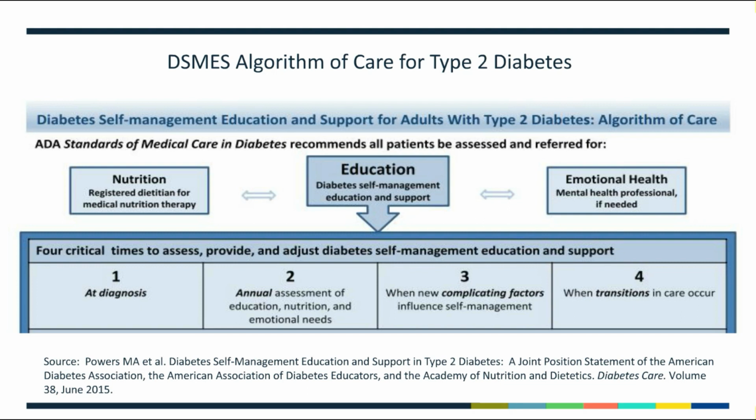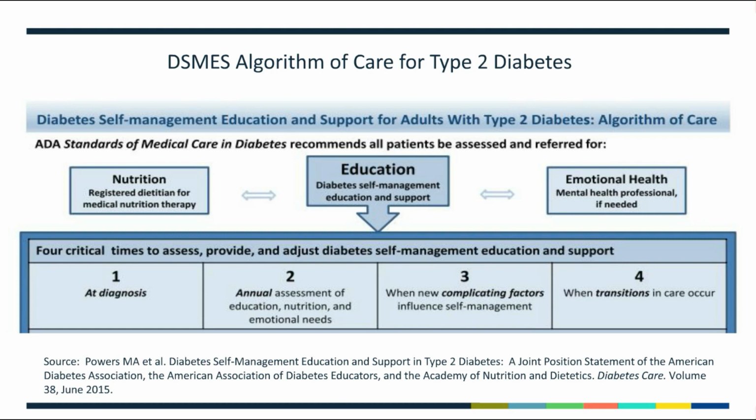We're fortunate that our colleagues at the American Diabetes Association, American Association of Diabetes Educators, and the Academy of Nutrition and Dietetics joined forces to develop this algorithm for care for type 2 diabetes. And you can see across the top that those standards of medical care that ADA puts out do recommend that all patients get assessed and referred to nutrition, so really a medical nutrition therapy. The second would be diabetes self-management education and support, and also emotional health. And it's very encouraging that that is now more and more being included and recognized for diabetes care.